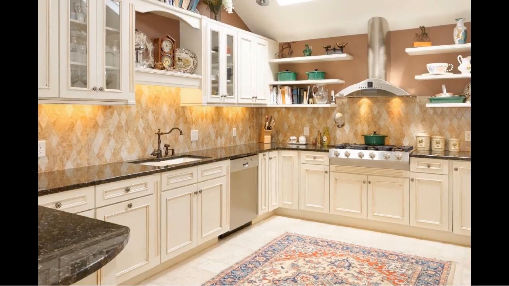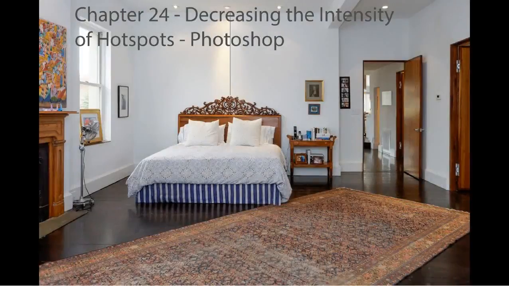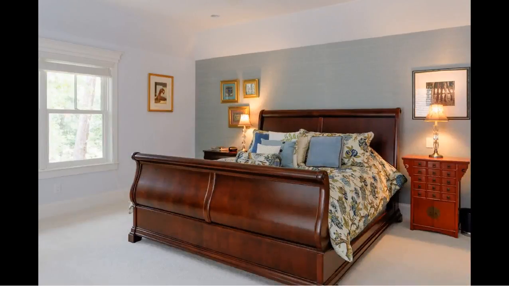The next chapter, chapter 24, deals with decreasing the intensity of hotspots. So if you look at this image, you can see that there are horrible hotspots above, below these two lamps, and also up onto the ceiling. In this tutorial, I'll show you two different ways to get rid of them.